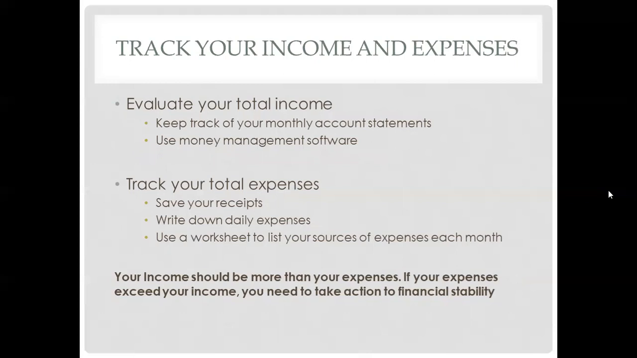So how do you go ahead and evaluate your finances? First thing you want to do is figure out what your income is. Your total income is going to be anything coming in from jobs, and then you want to compare that to your total expenses. Ways that you can track your expenses are to save your receipts, write down any expenses, and use a worksheet in order to create a list of any expenses each month. This can include your rent, your water, cable, gas, car payment, food, anything that you spend, you want to go ahead and include that in your total expenses. Your income should always be more than your expenses. If your expenses exceed your income, then you need to take action to create financial stability.